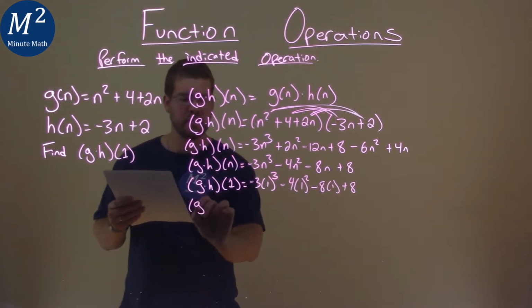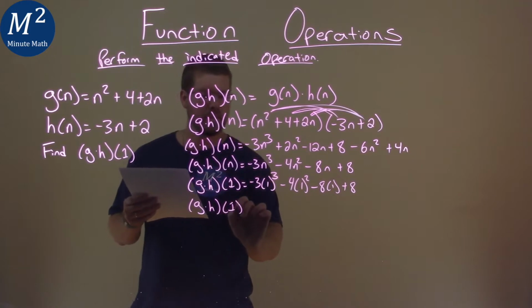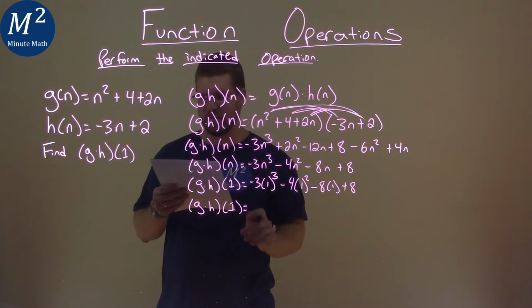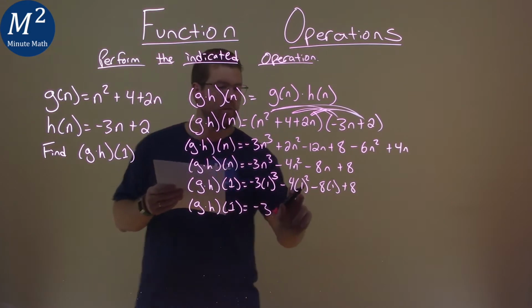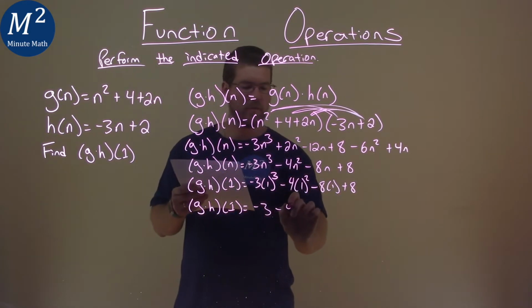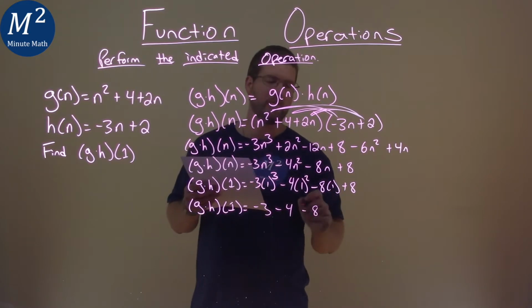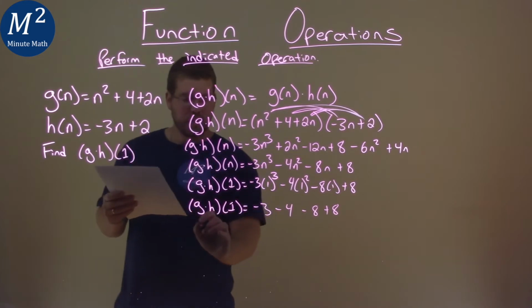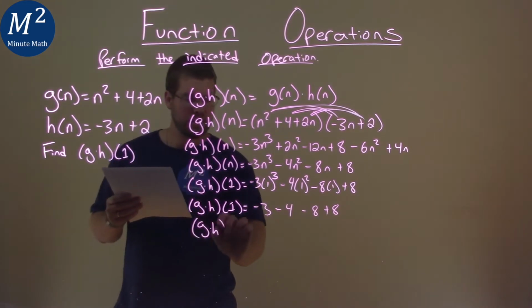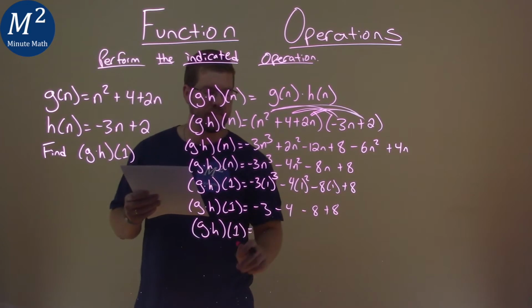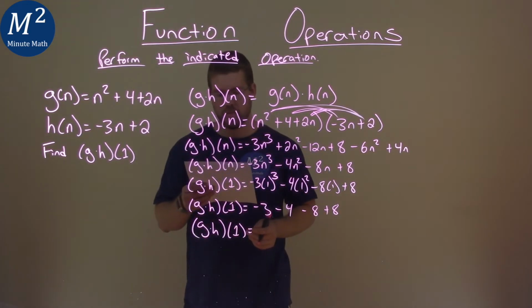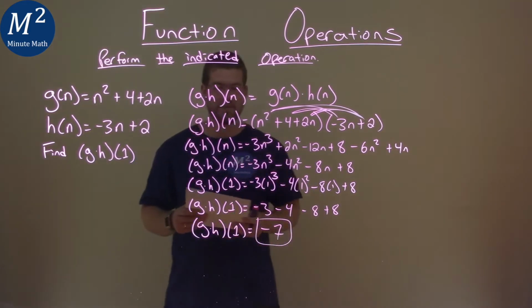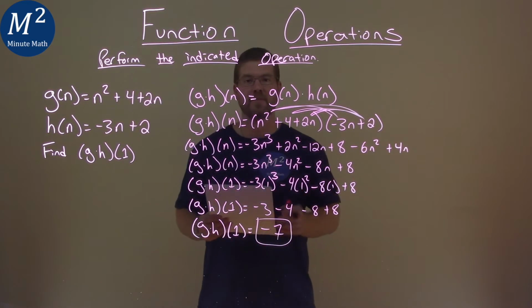So again, g times h of 1 is equal to 1 to the third power, right? It's just 1 times a negative 3. 1 to the second power is 1. We have minus 4 here. And then 8 times 1 is 8, plus 8. We can add all this together. So g times h of 1. Negative 3 minus 4 minus 8 plus 8 is a good old negative 7. And so after all this, our final answer here is negative 7.